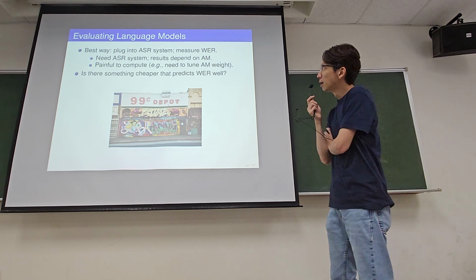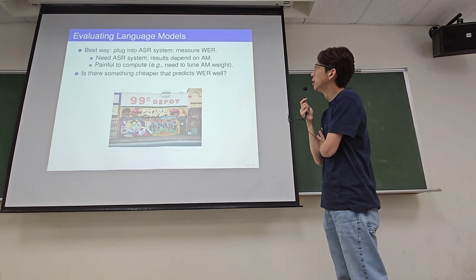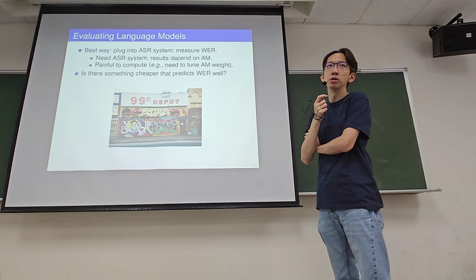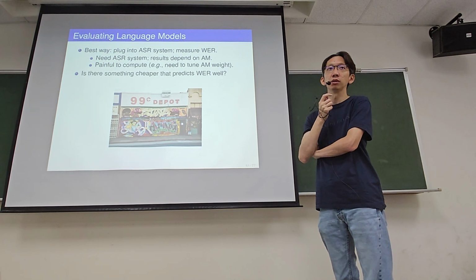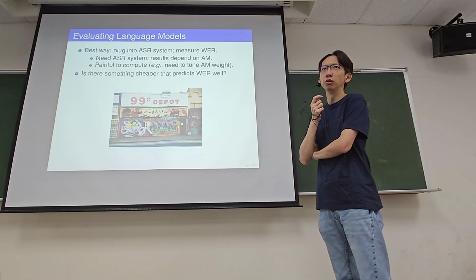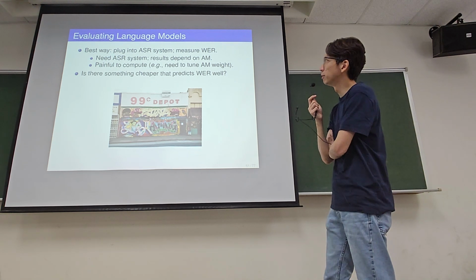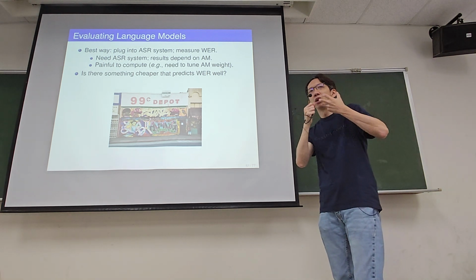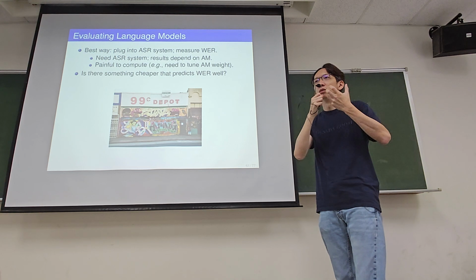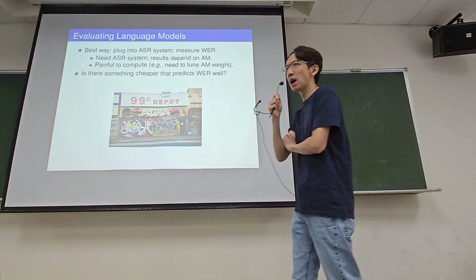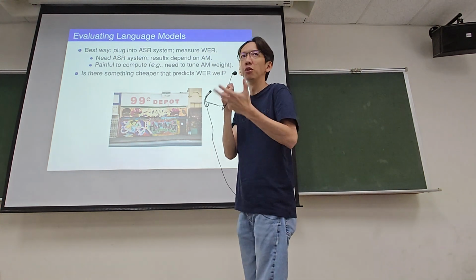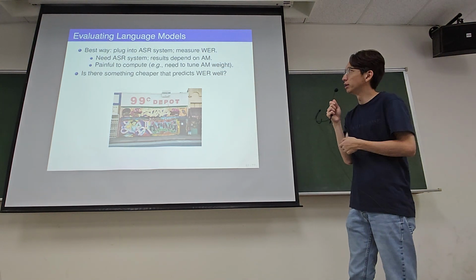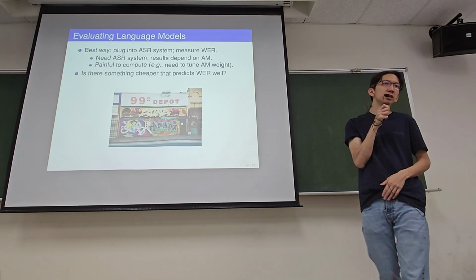The best way, of course, is to plug it into the ASR system and measure the word error rate. But that means you need an ASR system, and the result also depends on your acoustic model and how well it's trained. So it becomes very confounded. You don't know whether your language model is good or bad. It's painful to compute. You also need to tune that AM weight, because you don't know how the regularizing effect between the AM and the language model competes. So you want this alpha parameter tuned. Too many things to tune before you can get that word error rate, and you don't know whether the effect is coming from the language model or not. So there is something cheaper that can predict the WER.